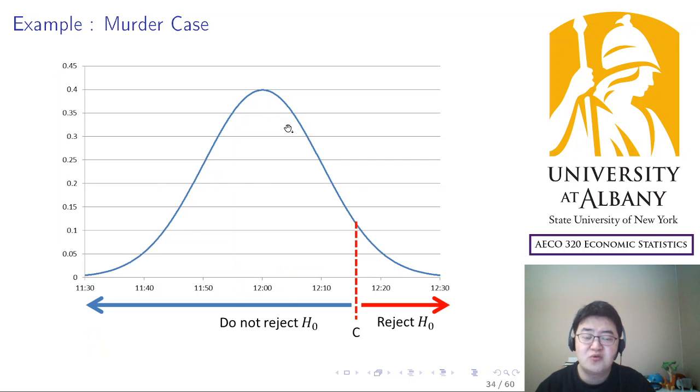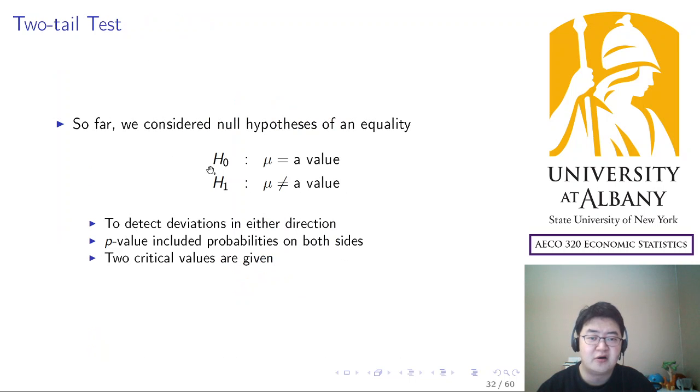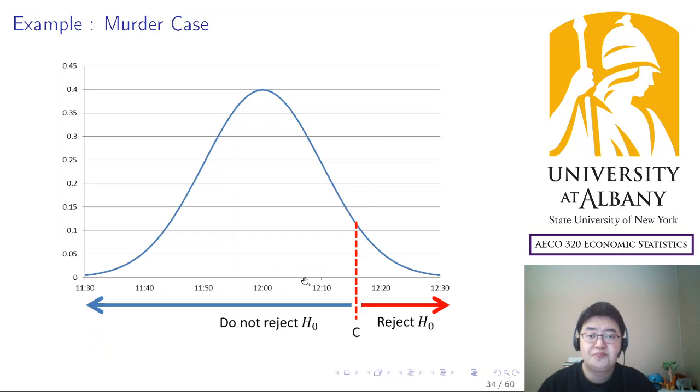So what we are going to do here is we are going to consider hypotheses of this form. So the null hypothesis is the same. However, we change the alternative hypothesis. So for example, the population mean is greater than 0 or smaller than 0. So it goes like this. The rejection happens only on one side.